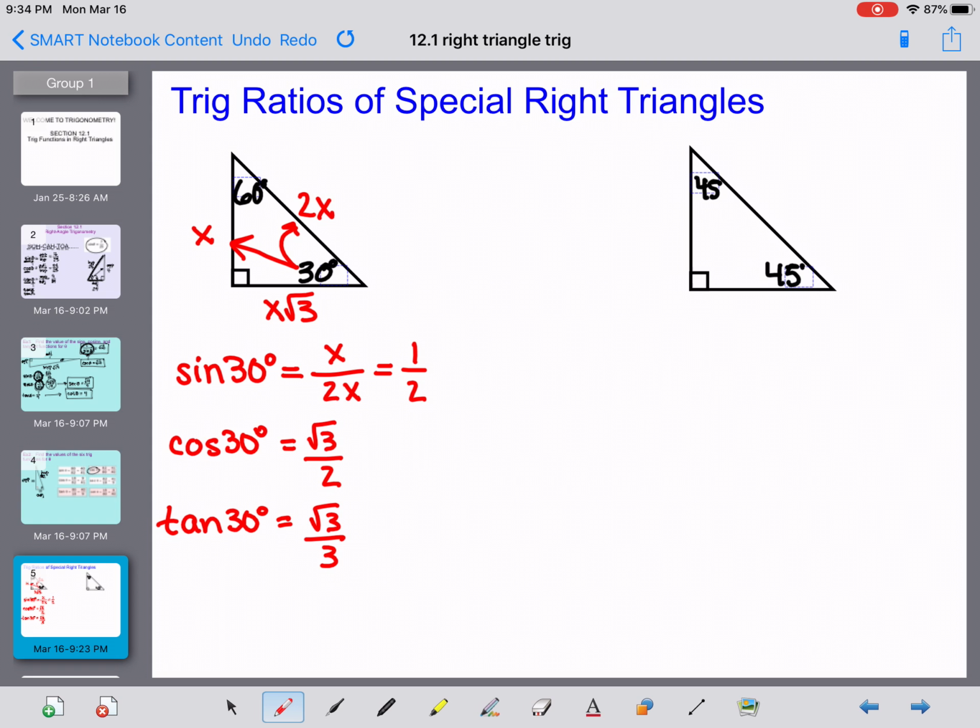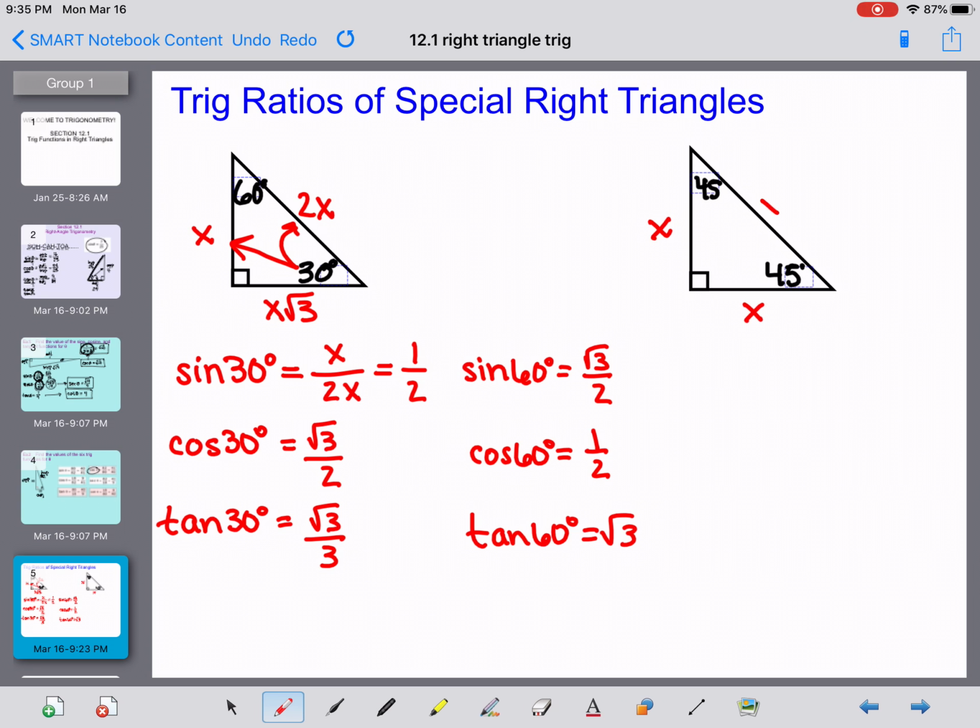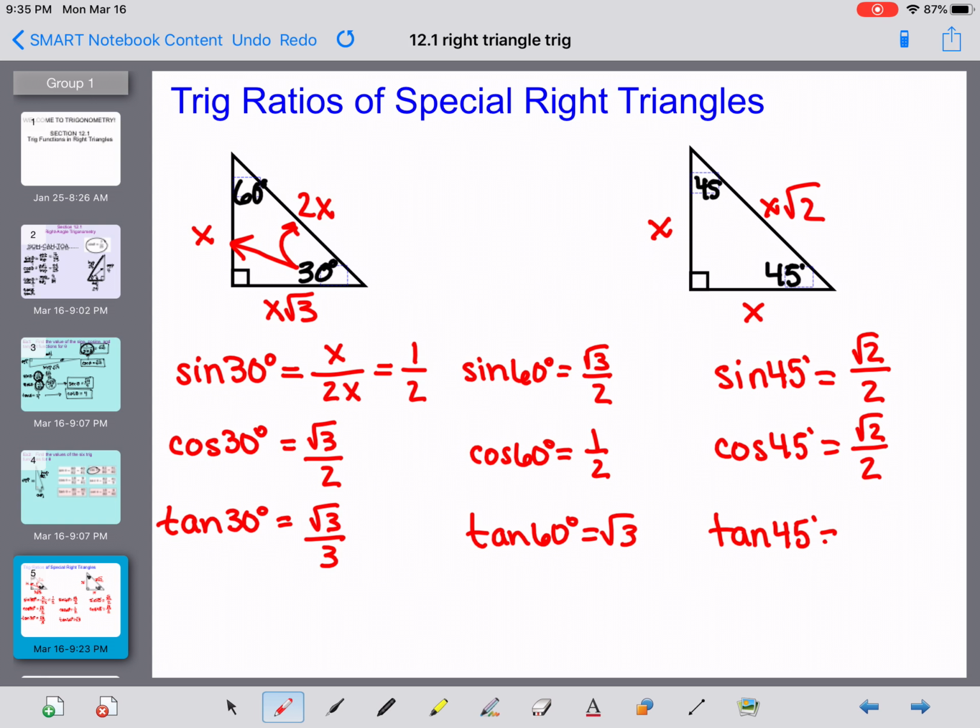And then we can do the same thing for 60. So sine of 60 degrees, cosine of 60 degrees, tangent of 60 degrees. Okay? With the 45, 45, 90 triangle, your ratios are x, x, x root 2. We could do the same thing with SOHCAHTOA. So sine of 45 degrees after rationalizing. Cosine of 45 degrees is the same. Tangent is 1.